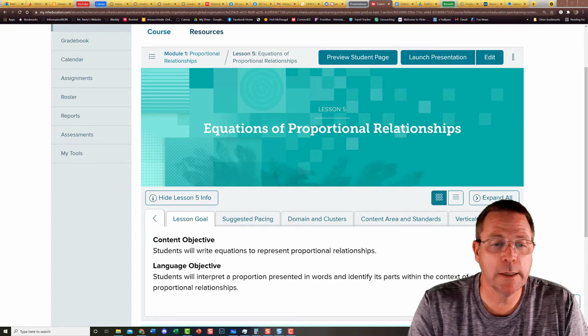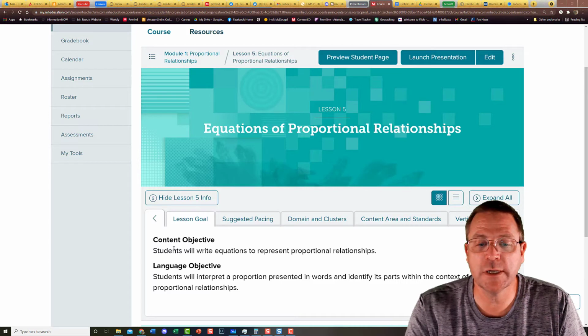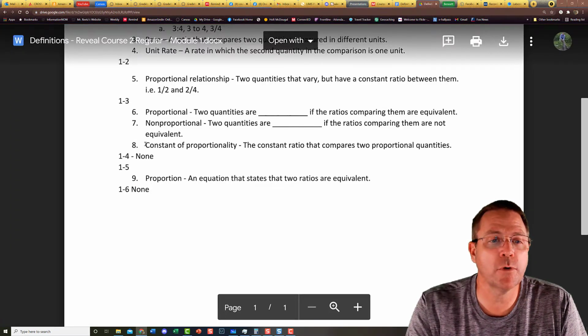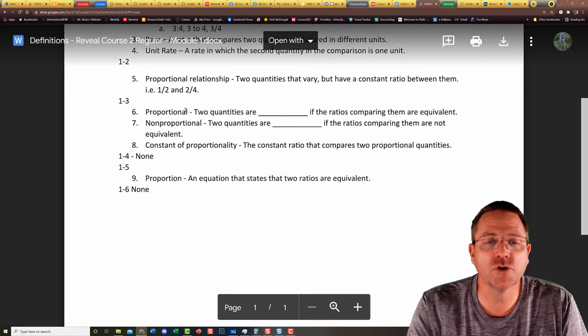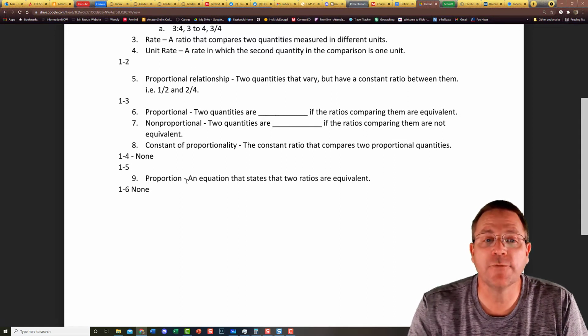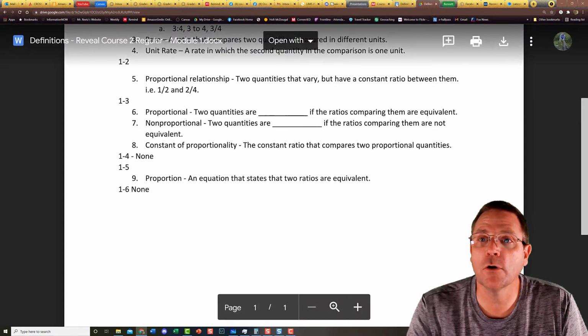So, with that said, let's see where we're going today. Students will write equations to represent proportional relationships, and we have a new vocab term right here. Proportion is an equation that states 2 ratios are equivalent. Now notice you had proportional, which means 2 quantities are proportional if the ratios comparing them are equivalent. Proportion is very similar. It is an equation that states 2 ratios are equivalent.